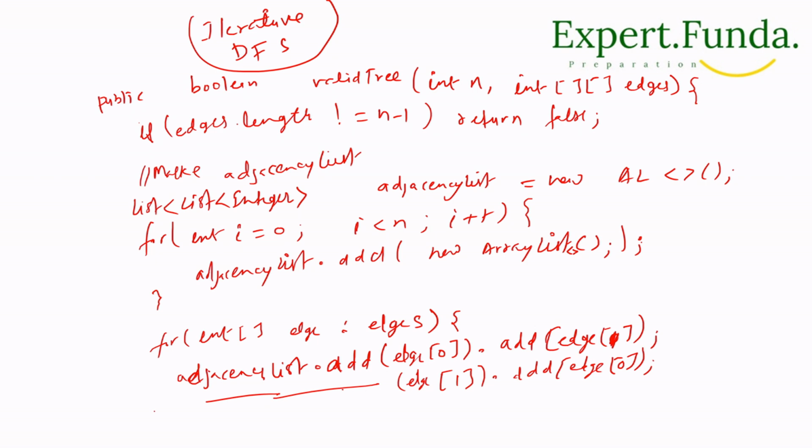Means all the nodes are added onto the adjacency list. Now the values we have on the adjacency list, right? Now we have a stack. We'll take a stack, and this stack will be an integer stack equal to new stack. Correct?